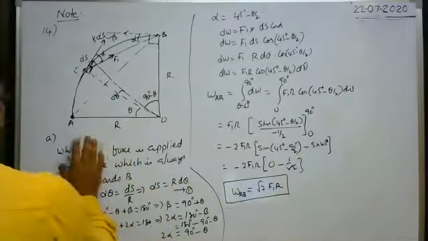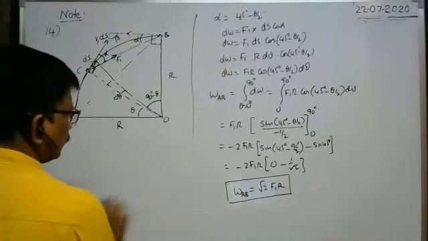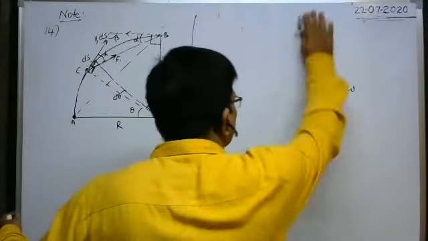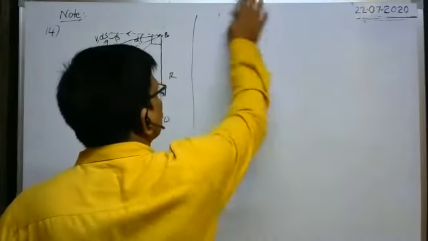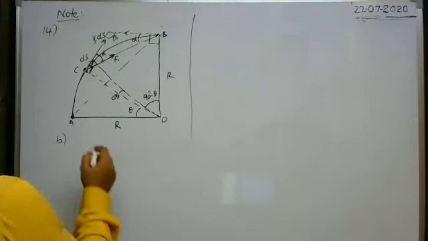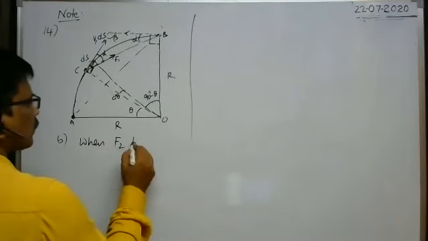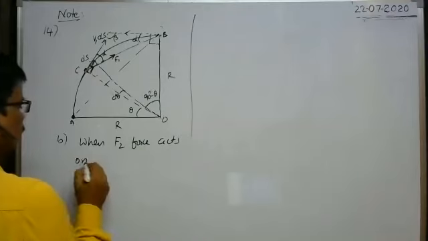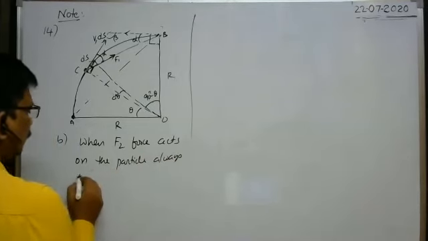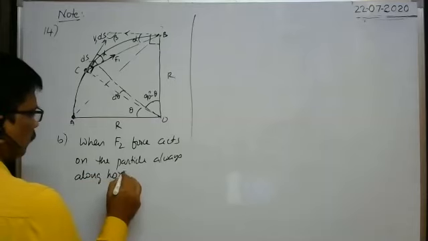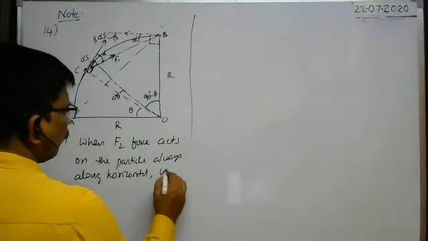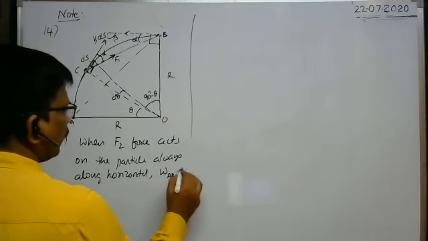Okay, right. Next. Next B bit. When F2 force acts on the particle always along horizontal, then work done by that force to travel the particle from A to B is equal to how much?